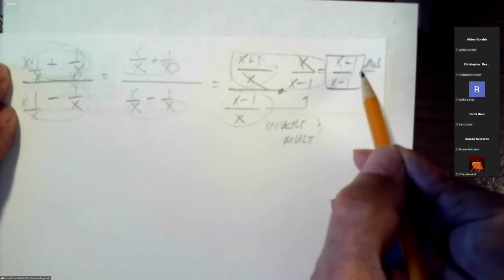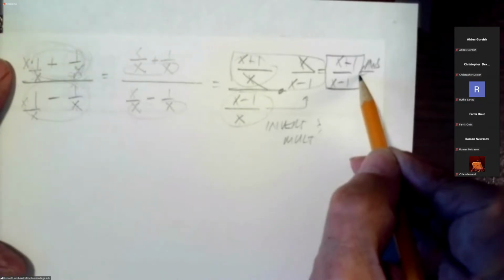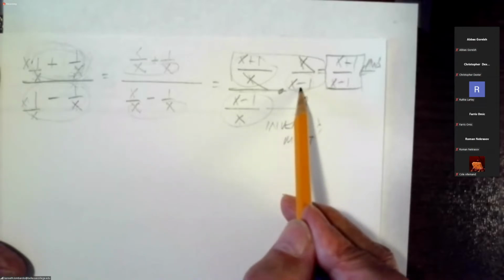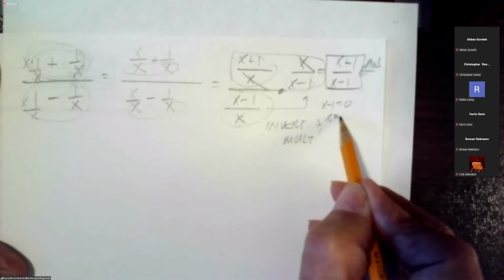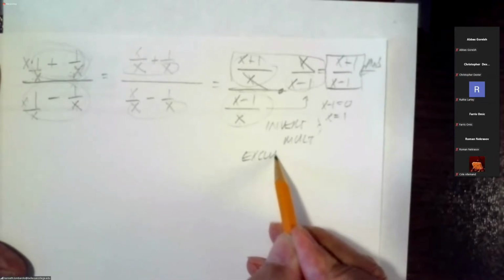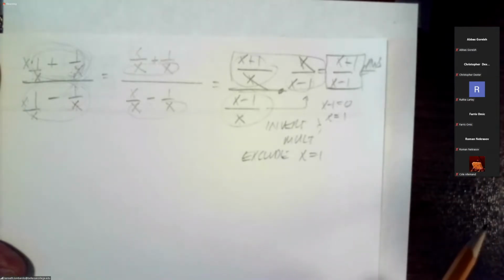I'll put a box around it, put an arrow to it, and say that's my answer. But then I have to say, are there any excluded values? And we take a look here and we say, well, in the numerator, I have an x minus 1 here as a denominator. So x minus 1, if that were to go to 0, let's say x equals 1. So we have to exclude x equals 1.